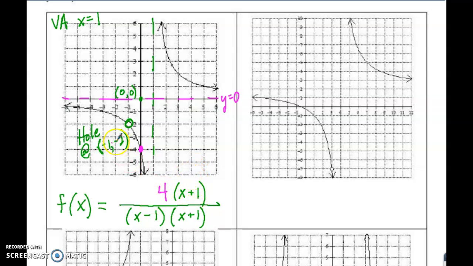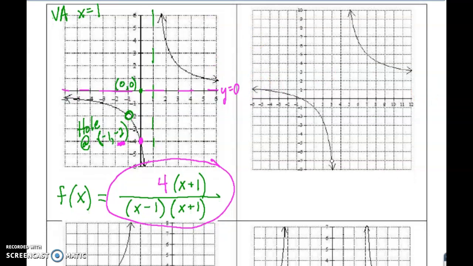And that might actually give you the correct y value of this. Because if you canceled out your x plus 1s and plugged in negative 1 here, negative 1 minus 1 is negative 2. Well, 4 divided by negative 2 gives you this. So I think this would be a perfect possible answer for this graph. And yeah, let's move on to the next one then.